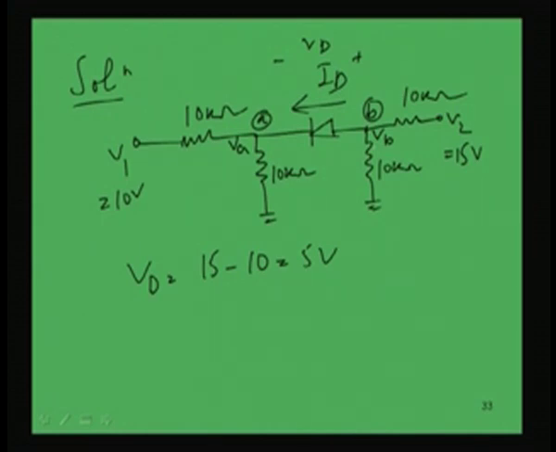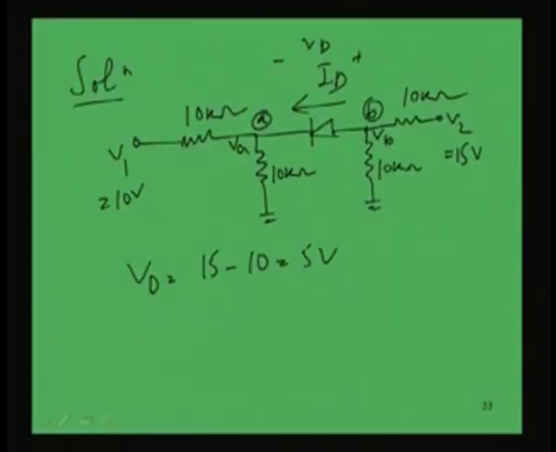Now let us consider node B and apply KCL, Kirchhoff's current law. The sum of the incoming and outgoing currents is equal to 0. So the outgoing current is what? VB minus V2 by 10K, one outgoing current in this direction, assuming that it is outgoing, plus VB minus 0, this is ground, divided by 10K. Another outgoing current is ID. So the summation of all these is equal to 0, all in the same outgoing direction.